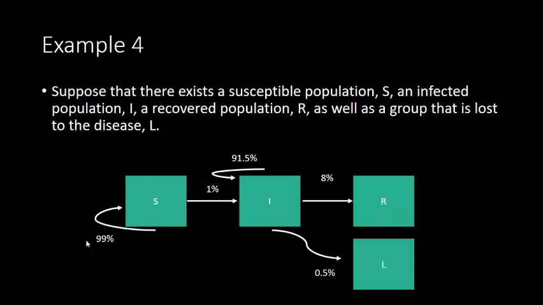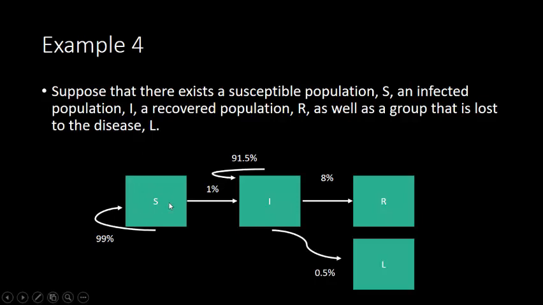In example 4, I want to pretend that this is perhaps about insects. So in this case, it is an SIR model, but I'm adding a group here, a group that is lost to the disease. So in this case, the disease is lethal to a group of insects. My numbers are still similar to what I had before.